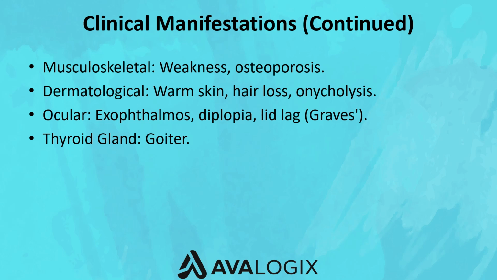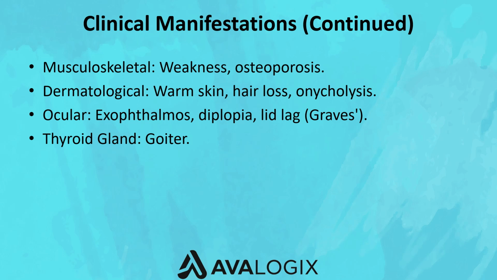Continuing with the symptom profile. Musculoskeletal. A classic sign is proximal muscle weakness, like trouble getting up from a chair or climbing stairs. Over time, long-standing hyperthyroidism can cause osteoporosis, making bones fragile. Dermatological. The skin often becomes warm, smooth, and moist. Hair becomes fine and brittle, and there can be hair loss. Onycholysis, or nail lifting, is another subtle but telling clue.